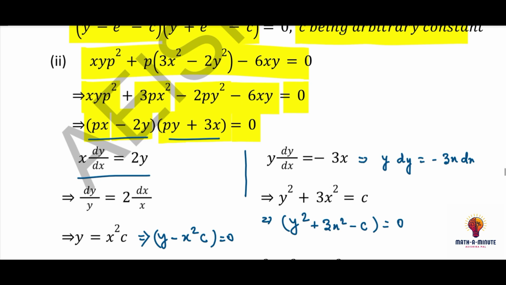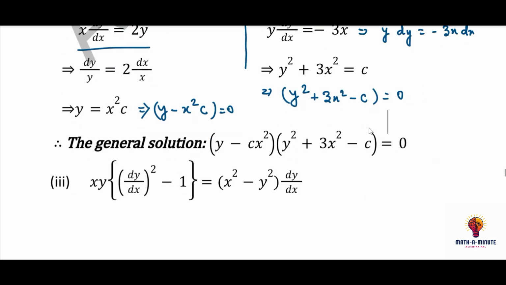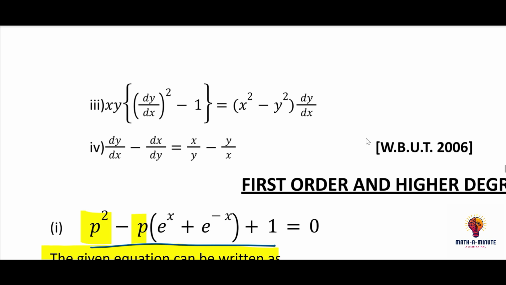Okay, so therefore the general solution is the product of these two solutions: y minus c x square into y square plus 3x square minus c equals to 0. Now again pause this video and try to find the general solution of this differential equation.